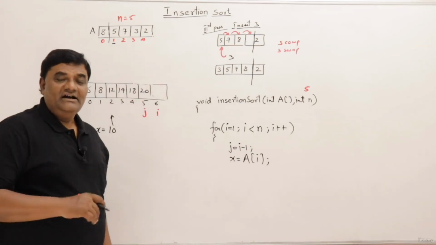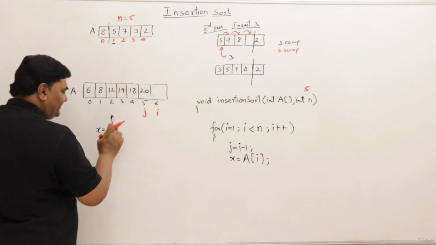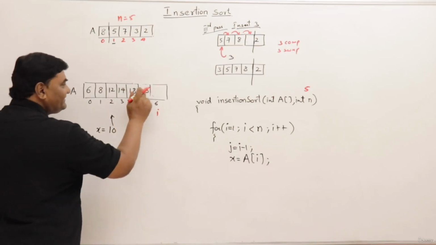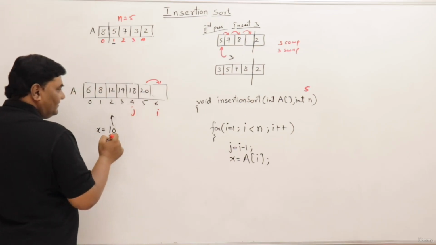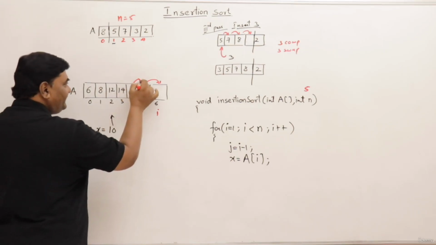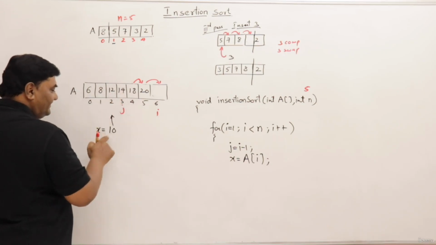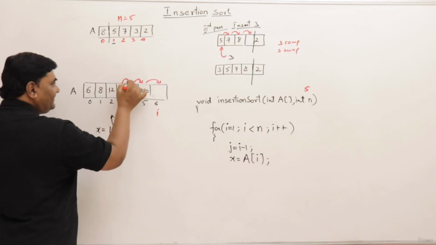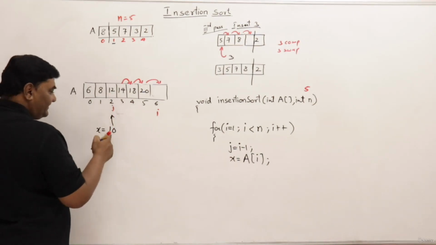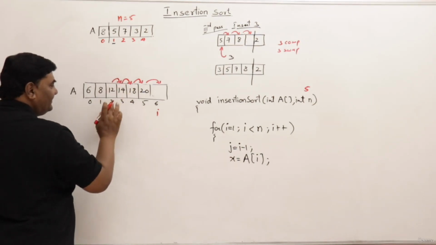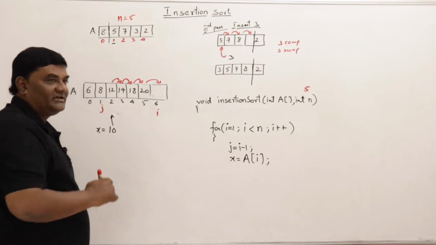Then what is the procedure? I have to shift all greater elements. So I should compare a of j with the element x. This is greater, so shift it and j minus minus. This is greater than this, shift it, j minus minus. This is greater than this one, 10. So shift it, j minus minus. This is greater than this one. So shift it, j minus minus. Now this is small, stop.